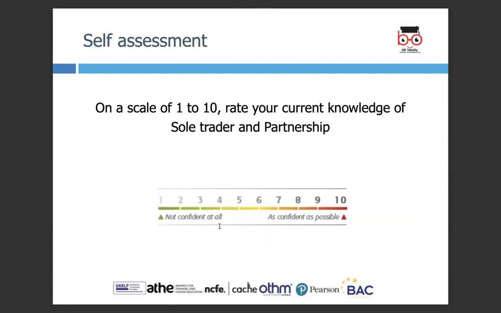You can check your knowledge. You can rate your current knowledge up to 10. So, about sole traders and partnerships.